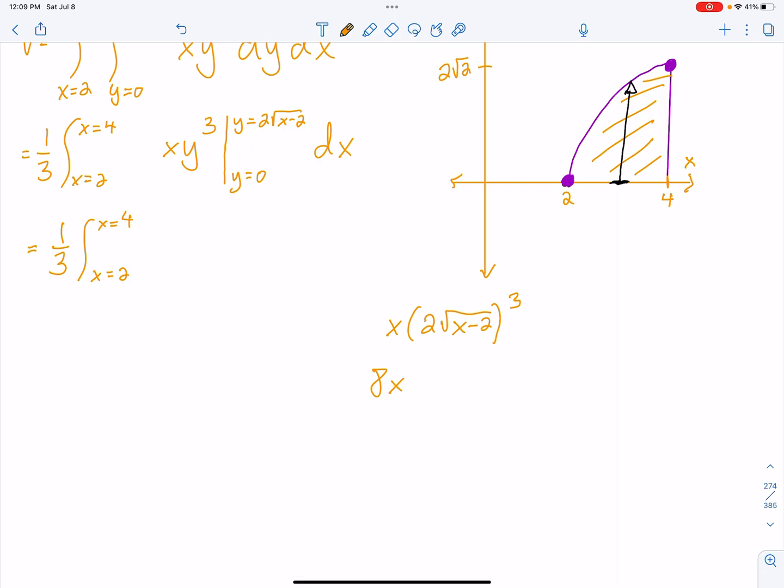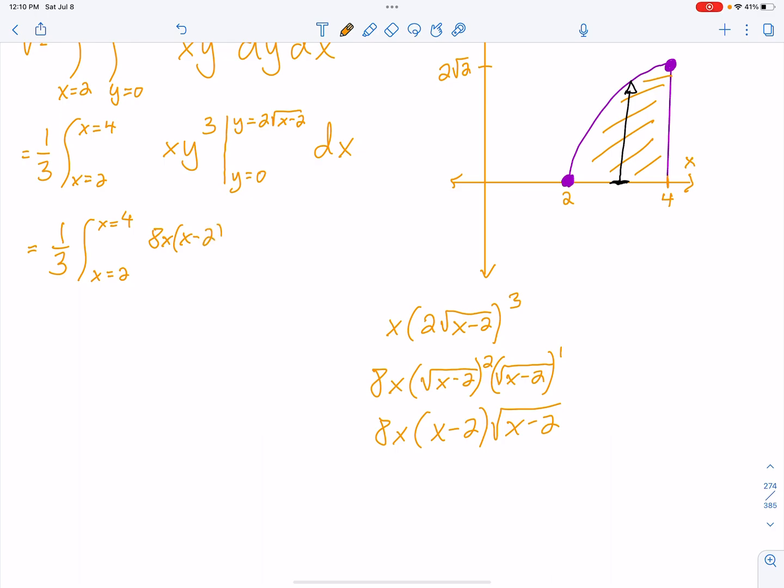That's fine. But what happens here, we could write it like this, x minus 2 squared, and then I'd have another square root of x minus 2, right? This is to the first power, so if I put them back together, I'd have to the third power. Well, that tells me that this is 8x times x minus 2, and then the square root of x minus 2. So that's what's going to go in here: 8x times x minus 2 times the square root of x minus 2.